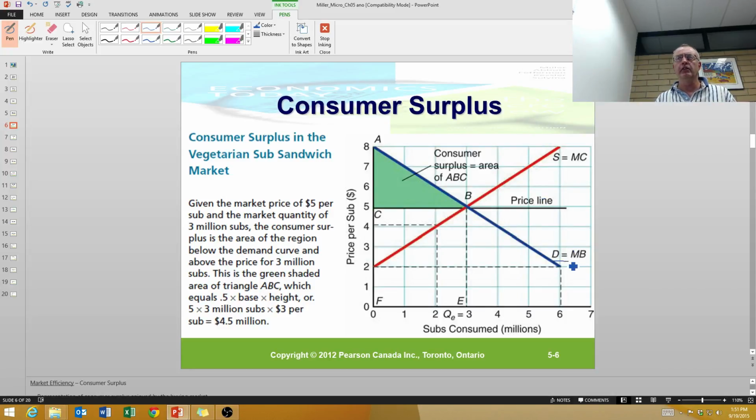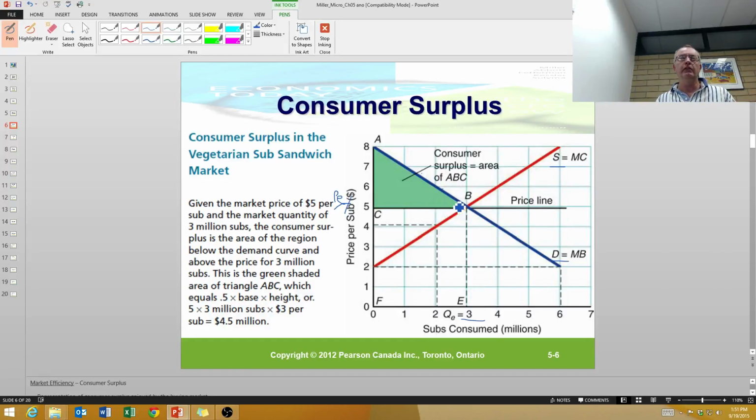So here's our demand curve. Here's our supply curve. If the price charged by the market is set at the equilibrium price and equilibrium quantity, then all the consumers pay the same price. But we know that different consumers derive different levels of benefit from consuming the product, or if one person consumes more than one unit, the amount of benefit for the incremental unit declines.